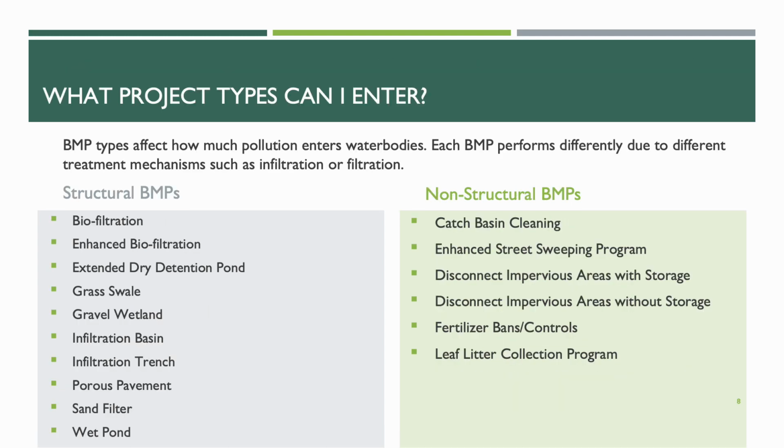BMP types affect how much pollution enters water bodies. Each BMP performs differently due to different treatment mechanisms such as infiltration or filtration. BATT provides the option to enter structural and non-structural project types. The structural projects provide the storage capacity to capture the runoff and reduce the pollutant loads from the connected drainage areas. The structural BMPs in BATT include biofiltration, enhanced biofiltration, extended dry detention pond, grass swale, gravel wetland, infiltration basin, infiltration trench, porous pavement, sand filter, and wet pond.